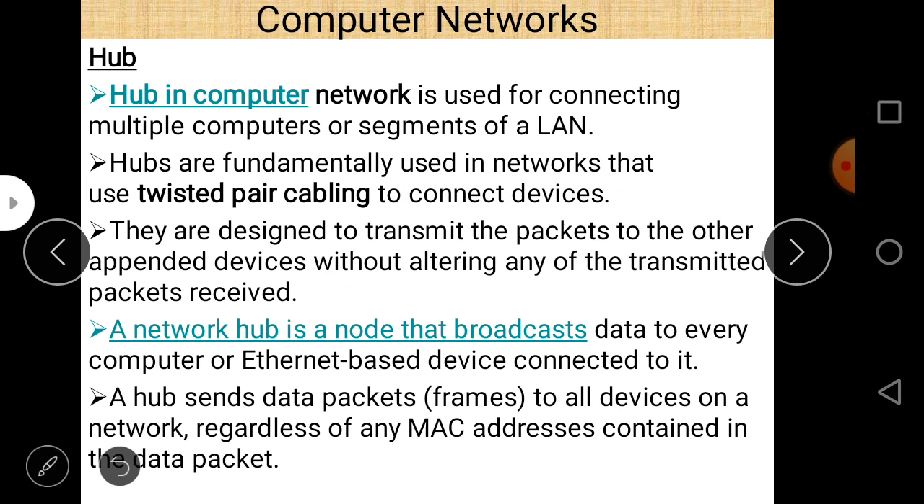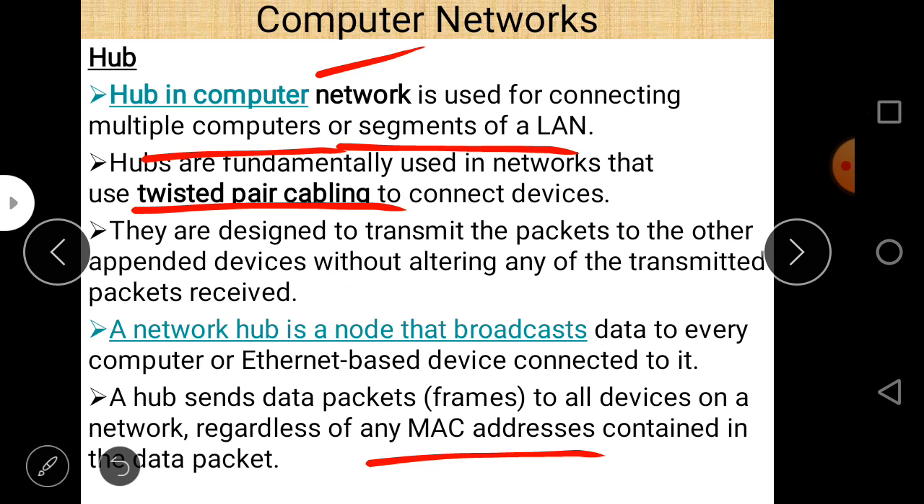So three points are very important regarding hub. First of all, hub is a computer network device, and it is used basically for twisted pair cabling. And using hub, we can connect multiple computers or different segments of a LAN. And it is a non-intelligent device. It means it broadcasts the data to different computers connected to the hub, and it doesn't use any MAC address.